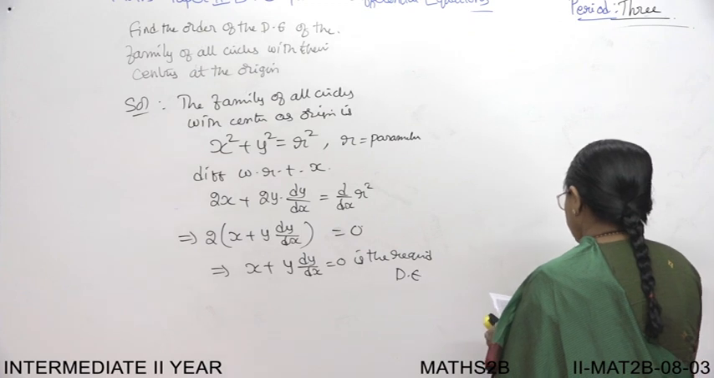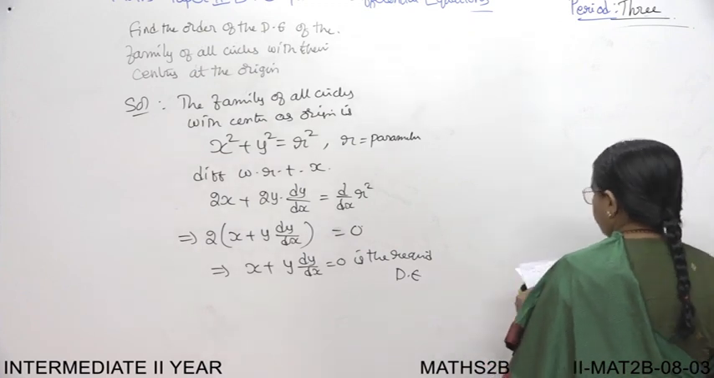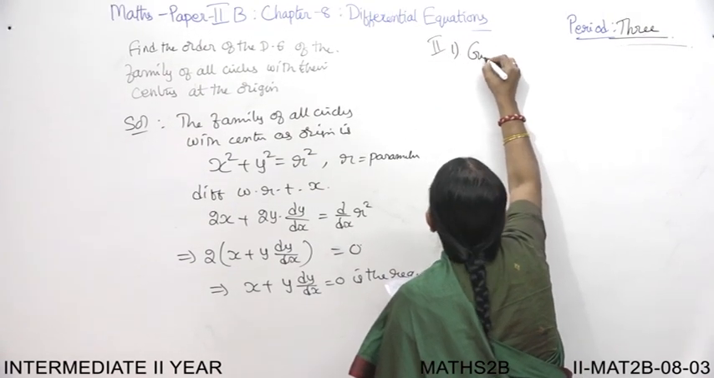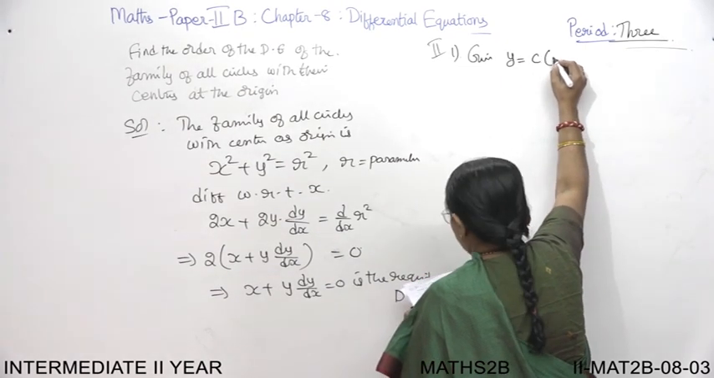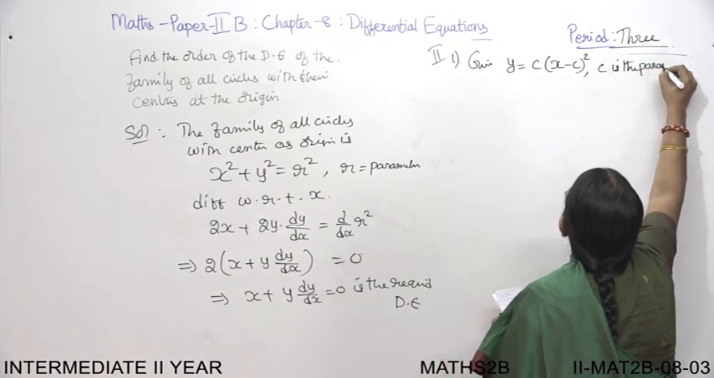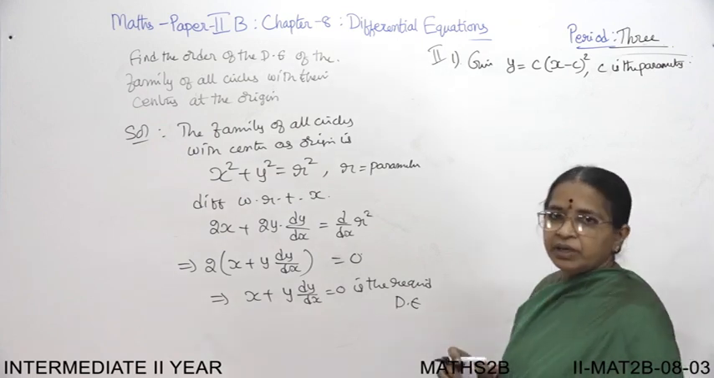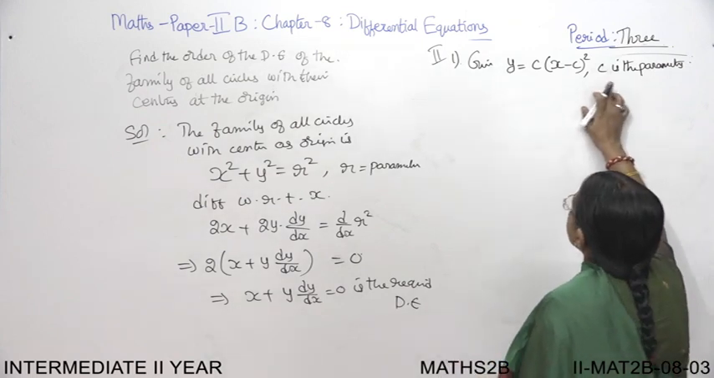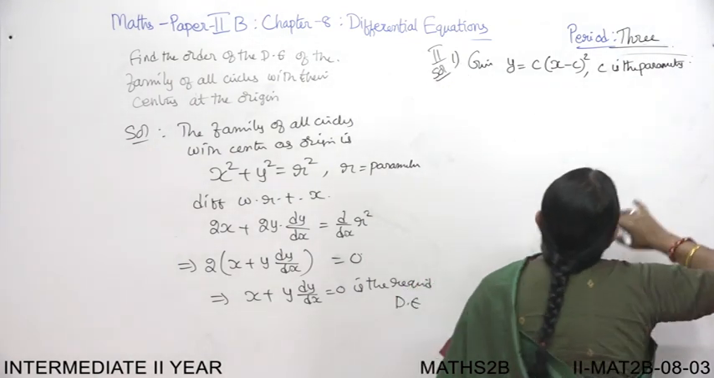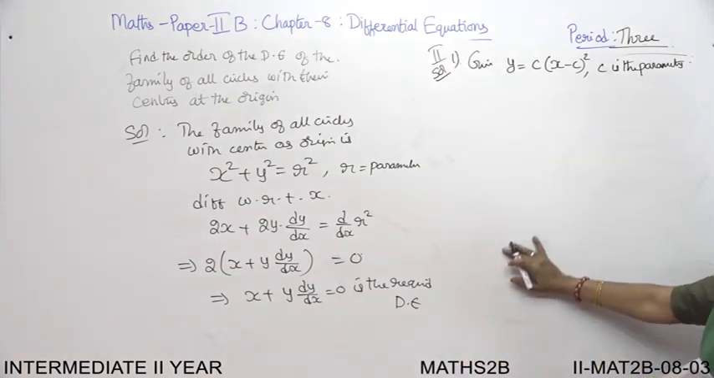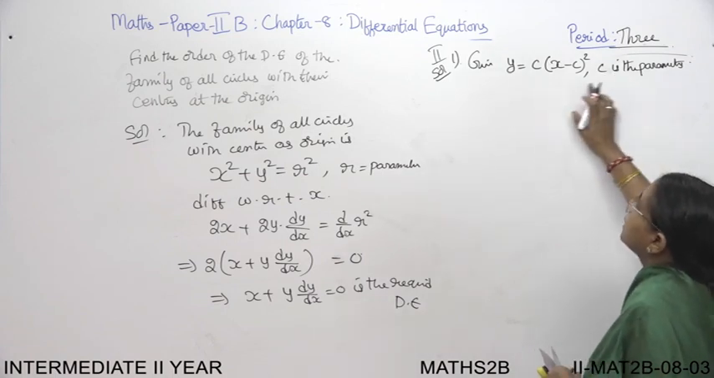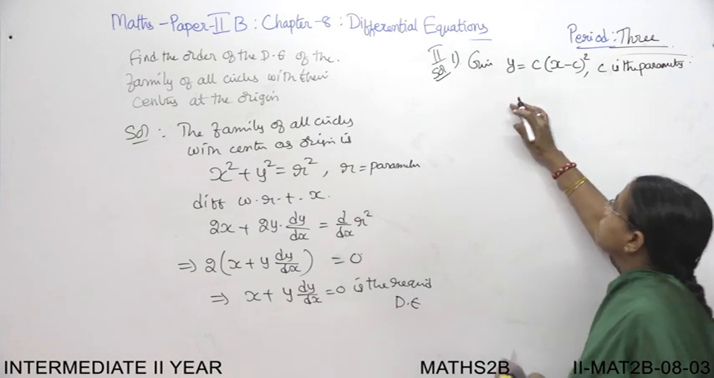Form a differential equation for the following family of curves. Second section, first problem. The equation given is y is equal to c into x minus c whole square, where c is the parameter. So this is the family of curves and you must form the differential equation. Because there is only one parameter, you have to differentiate only once. I'm writing the solution directly.